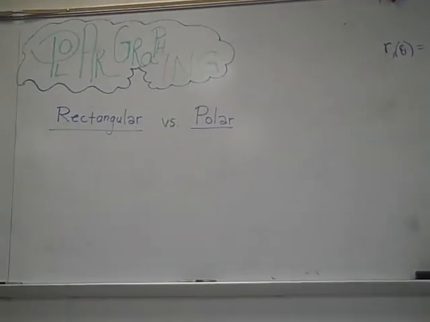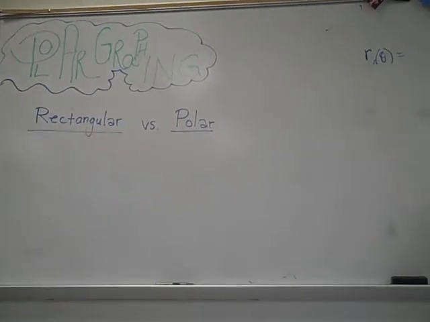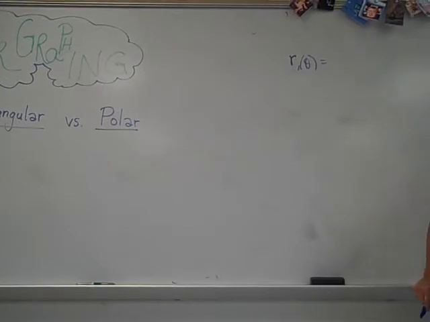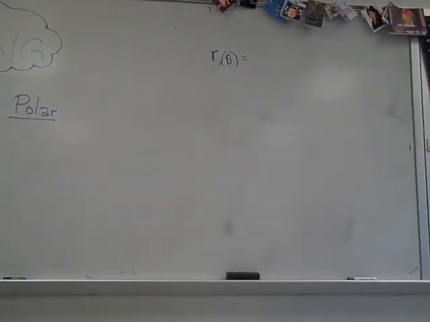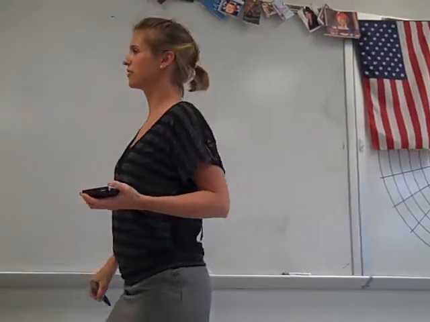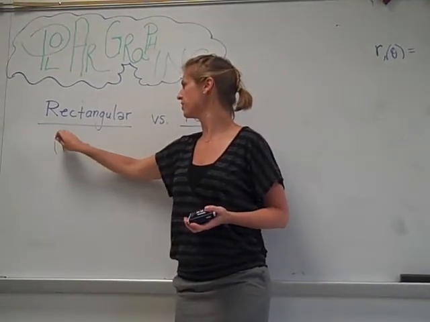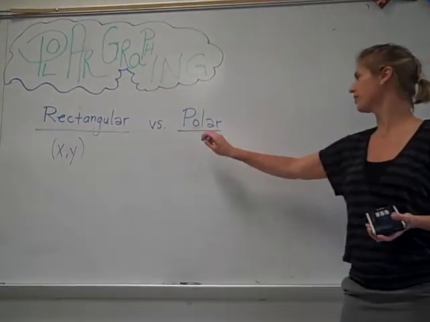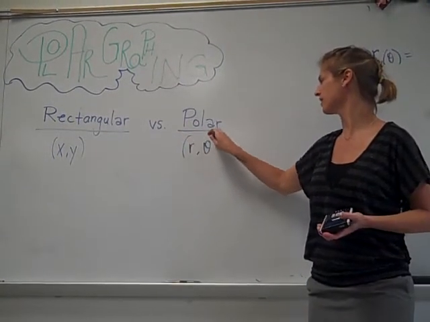Alright, so we're learning about polar graphing. And she's telling us how to enter it on a calculator. Alright, ready? So you're going to see R of theta. In rectangular graphing, which is the old way, all of your points are x comma y, right? Well, in polar, now all of our points are r comma theta.